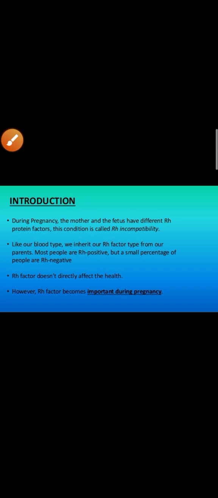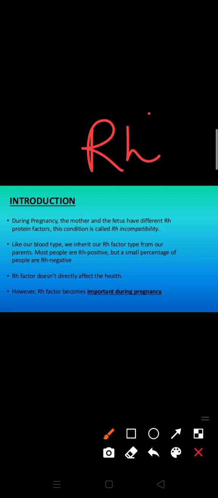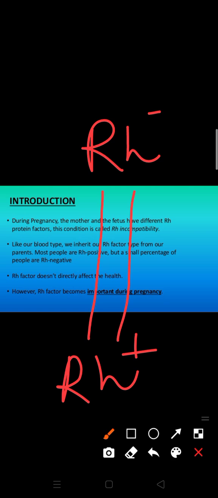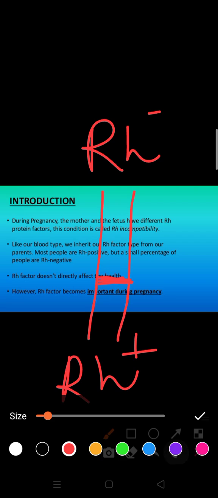So children, if we discuss Rh factor, Rh negative mother and Rh positive fetus, as I told you, suppose this is the placenta and here is the placental barrier. At the time of parturition, which means when the fetus is expelled out from the body, this placenta gets destroyed.